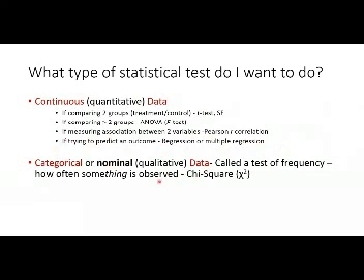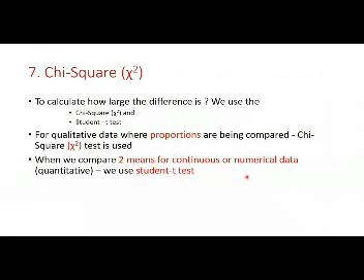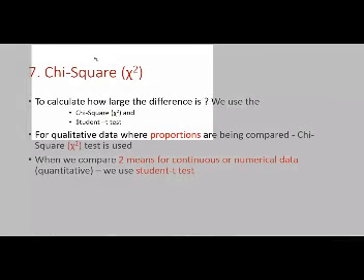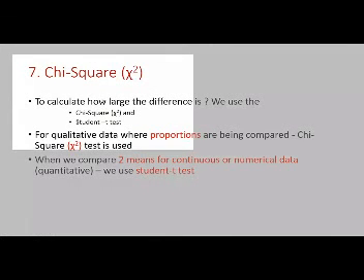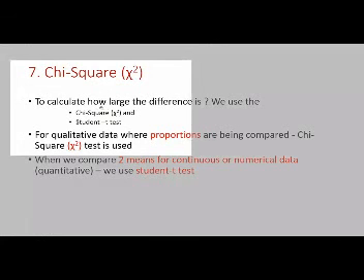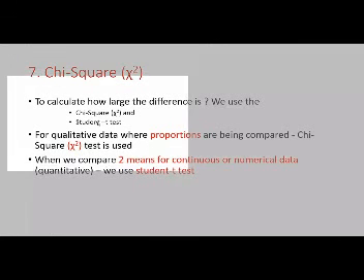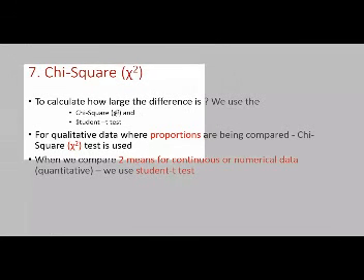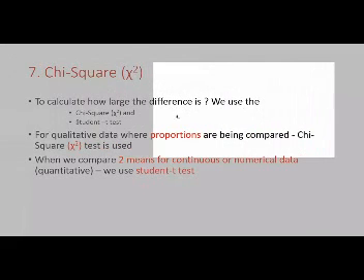And when we are dealing with quantitative data, and if we are dealing with qualitative data, which is categorical or nominal, or qualitative research, then we use the chi-square test. The chi-square test and the t-test calculate how large the difference is.